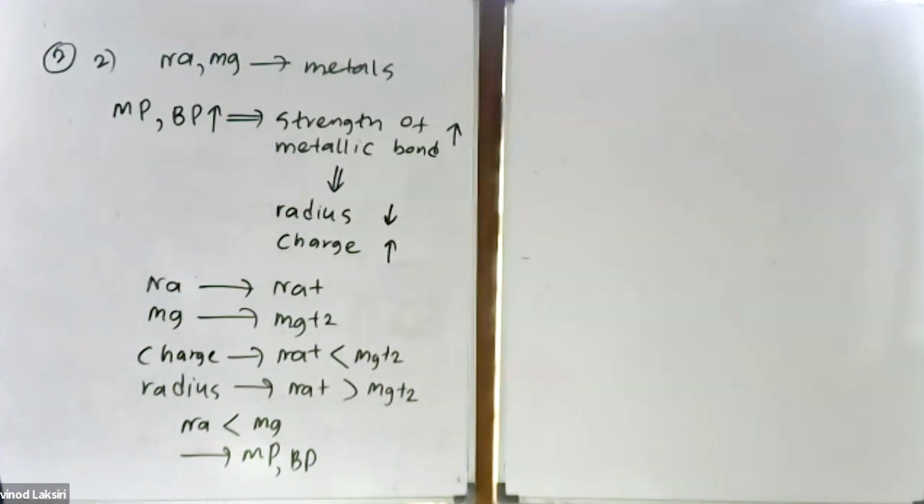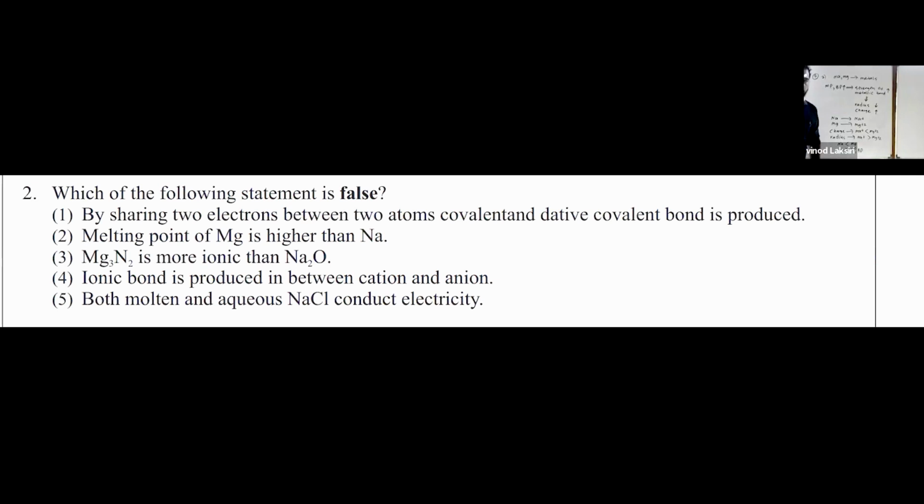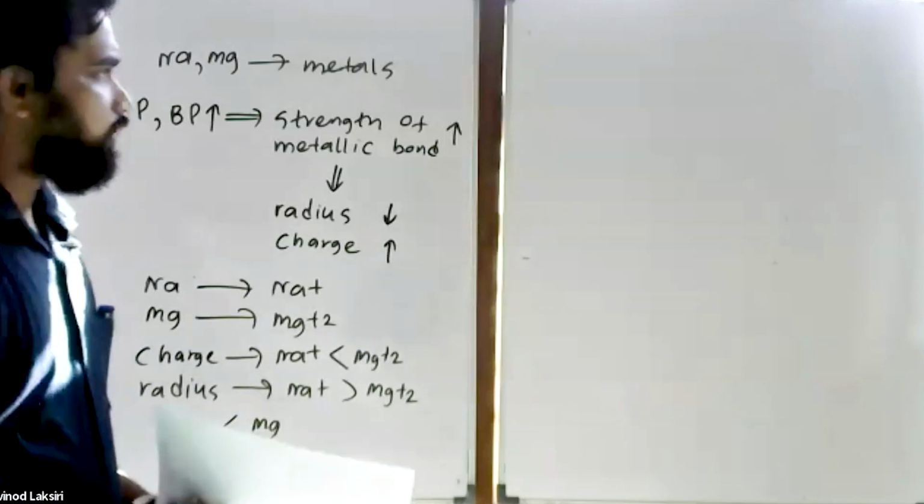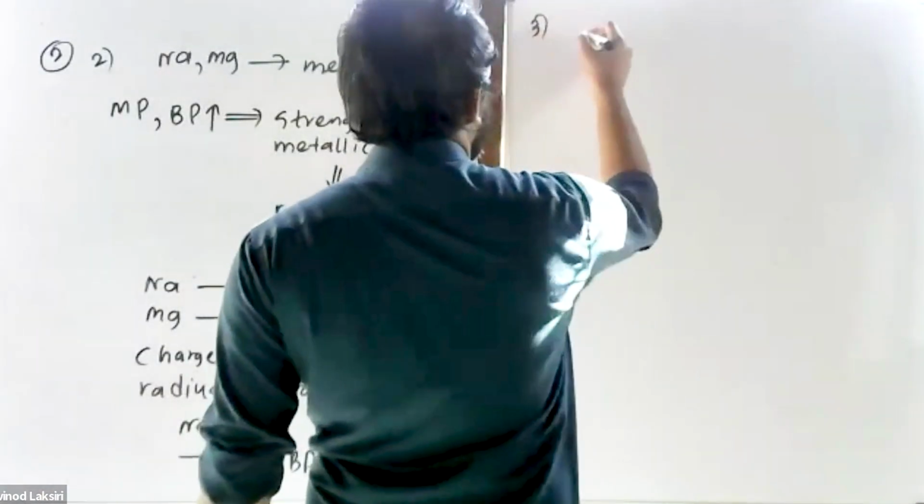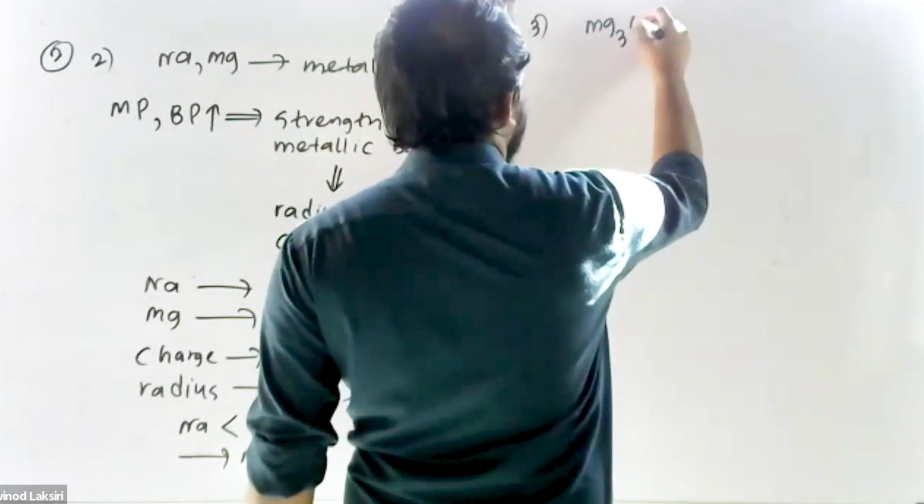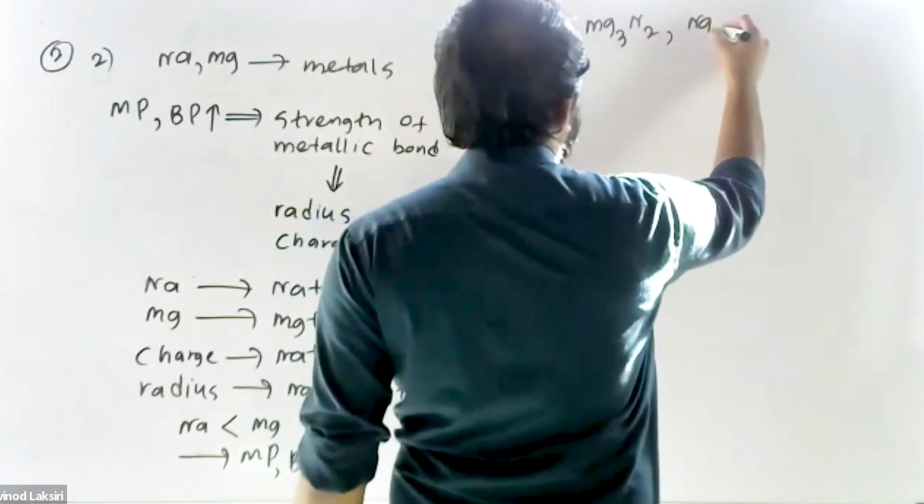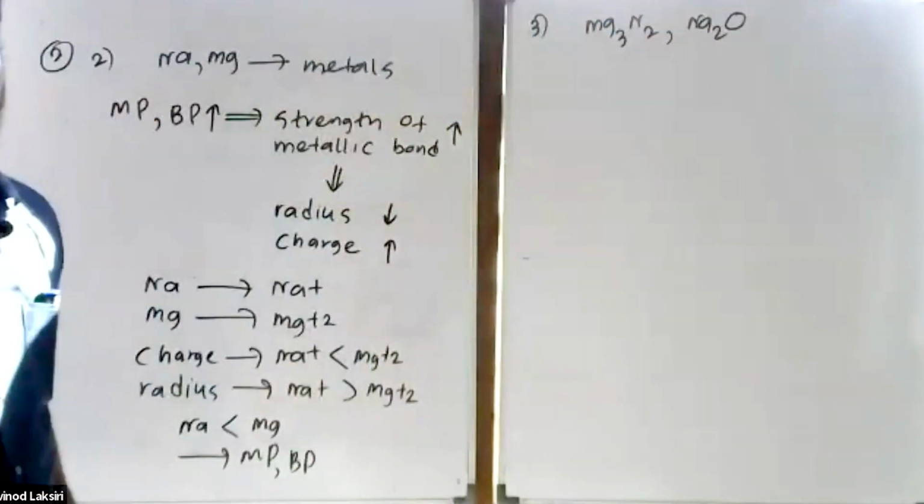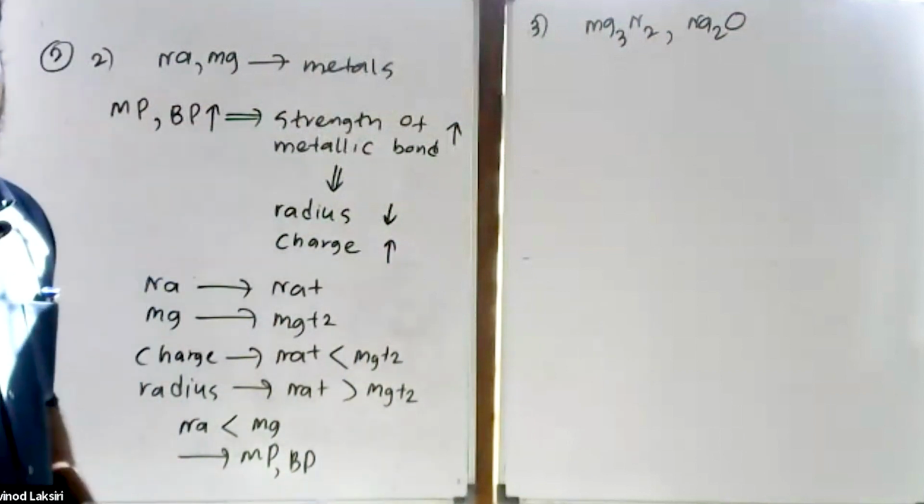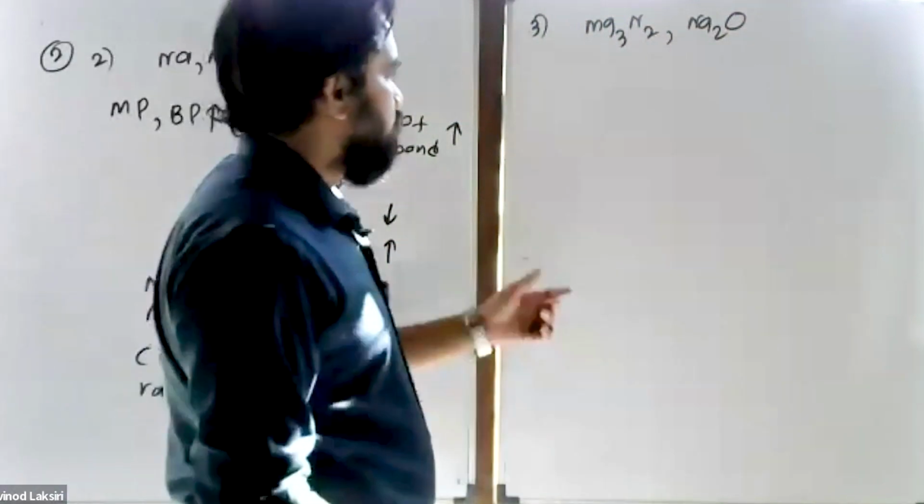Right. So then I will move to the next answer, the third answer. What is the third answer? Magnesium nitride is more ionic than sodium oxide. Right. So here, for the third answer, we have to compare the ionic nature of magnesium nitride and sodium oxide. We have to decide which one is more ionic. Right. So here, what is the theory?